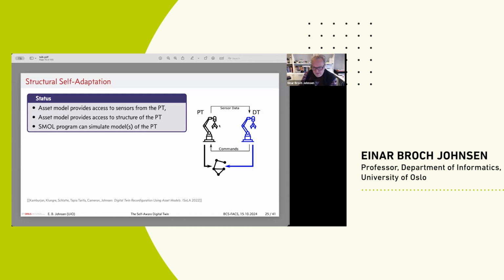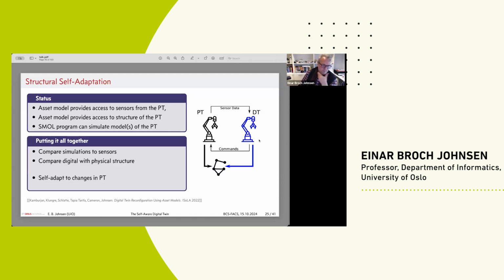And this is the picture, right? We have the physical twin, we have the asset model reflecting the physical twin, and we have the digital twin over here. So how do we now connect all the pieces? So we want to compare the simulations to the sensor data that we saw we could do using a monitor. We want to compare the digital structure, the structure of this guy over here with the physical structure of this guy over there. And then we want to use self-adaptation techniques to reconfigure this digital twin when the physical twin has changed.